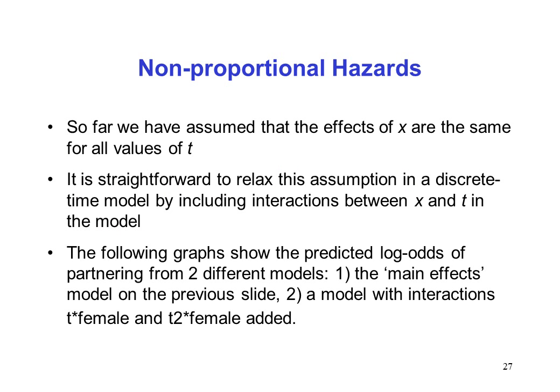All right. So very quickly, just to end with, talk about non-proportional hazards. So I've said that so far we've assumed the effects of a covariate are the same for all values of t. And we can relax this, and all we need to do in a discrete time model is include an interaction effect between age, t, and x.